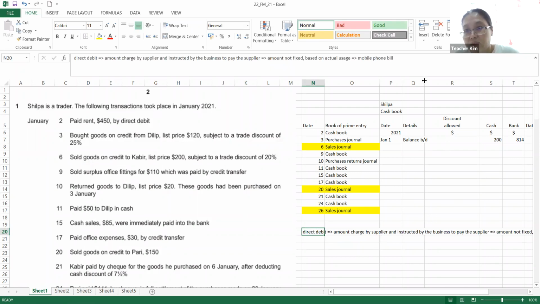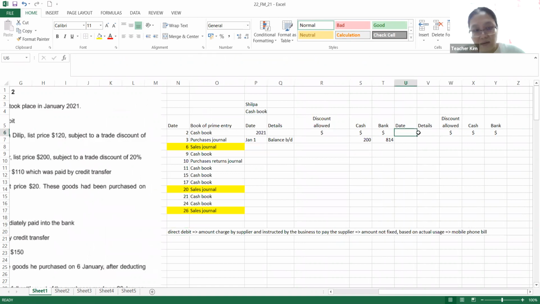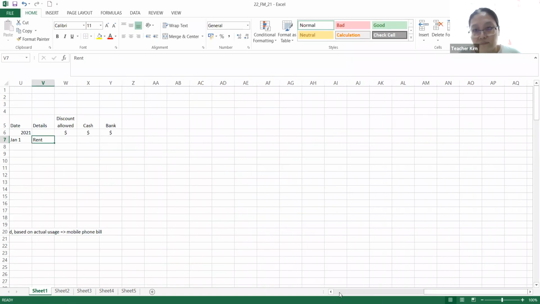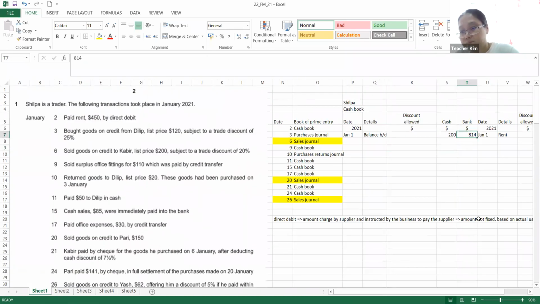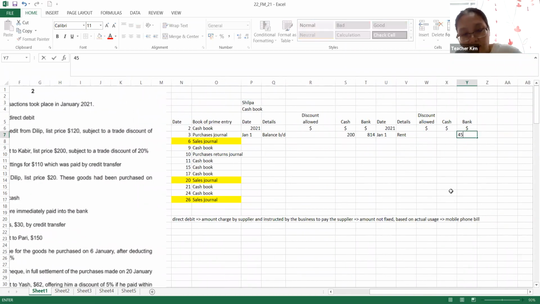So in here we will have, okay, let's put in 2021 January 1st, pay the rent. Okay, pay the rent. Maybe make it smaller. Okay, the rent is all this direct debit, all through the bank transaction.